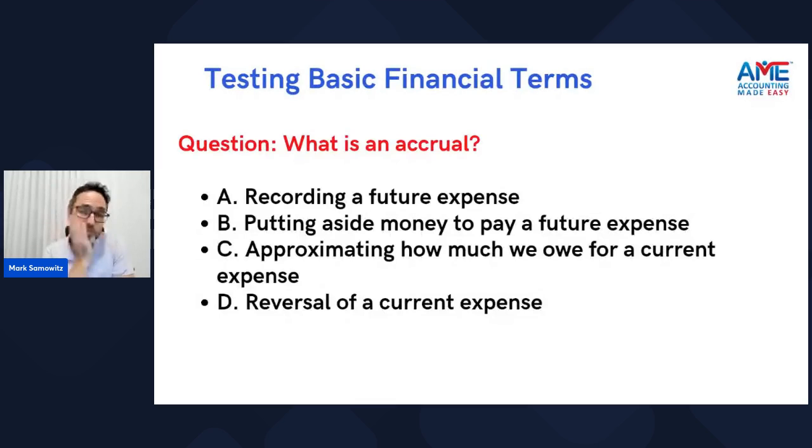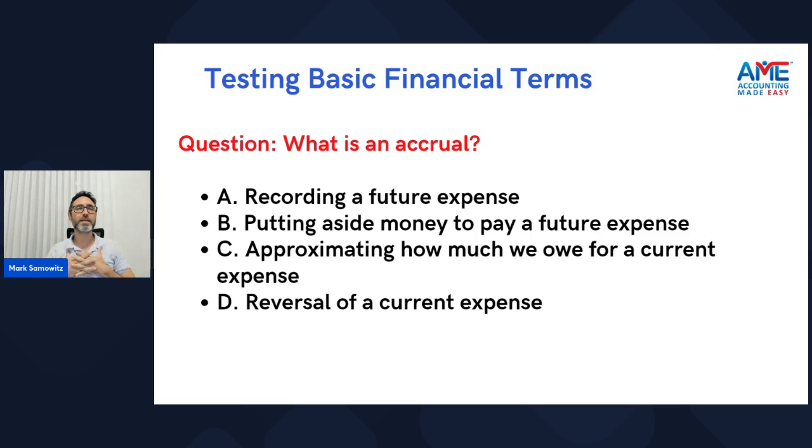So is it A, recording a future expense? No, an accrual has nothing to do with a future expense. So it's not A, and it's not B. It's not putting money aside. Recording an accrual does not put money aside to pay a future expense, because when we're recording an accrual, it's not for a future expense. The expense has already happened. And I'll give you an example.